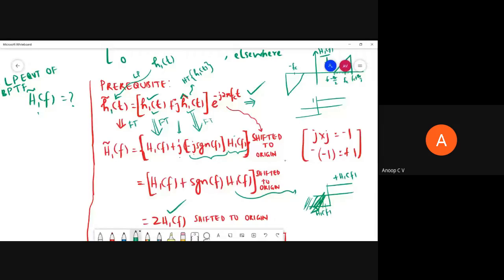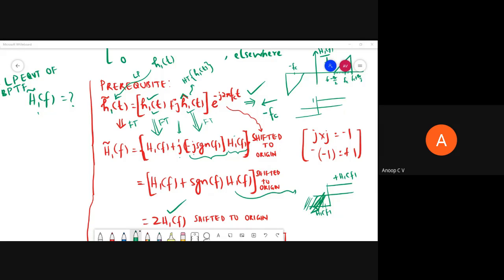So I have written the time domain expression and obtained the Fourier transform. Then there is a multiplication with e power minus j 2 pi fct in the time domain. This becomes frequency shifting in the frequency domain. Multiplying with e power minus j 2 pi fct is equivalent to shifting the frequency by minus fc, or shifting left by an amount fc.